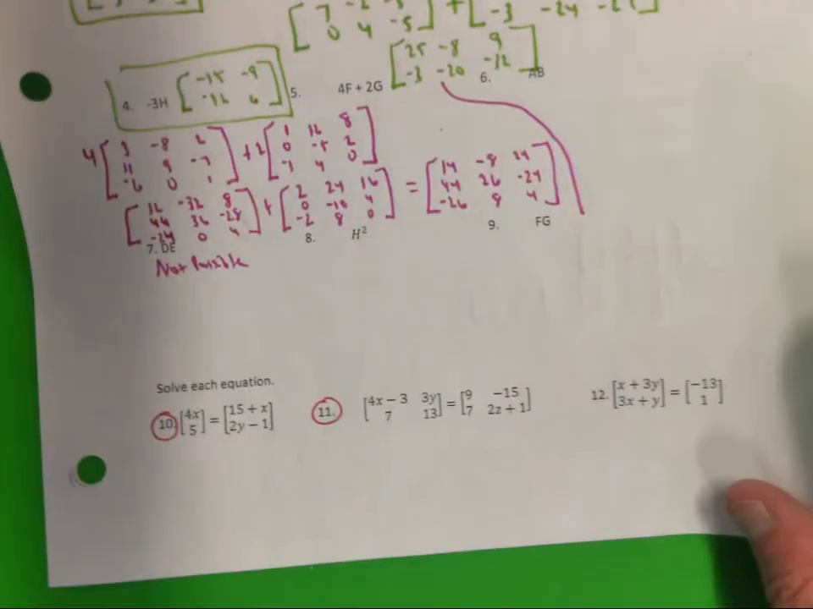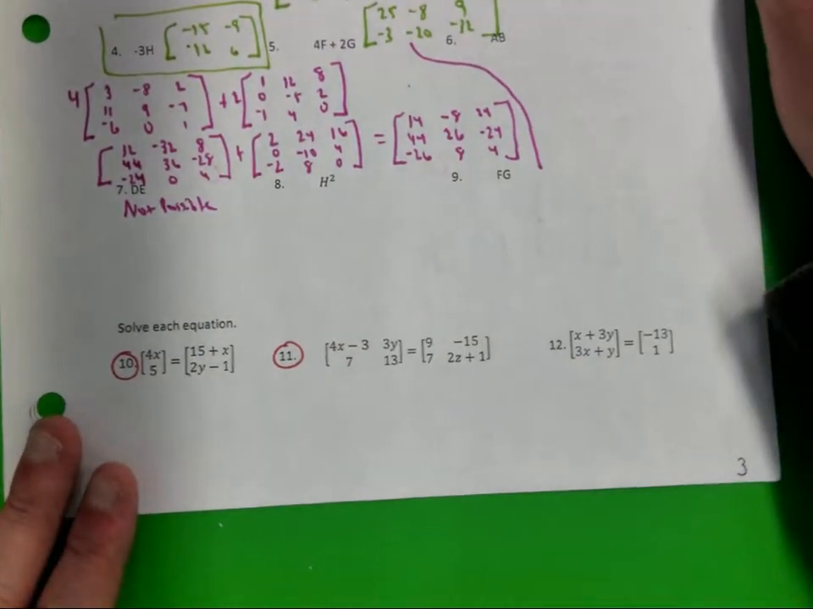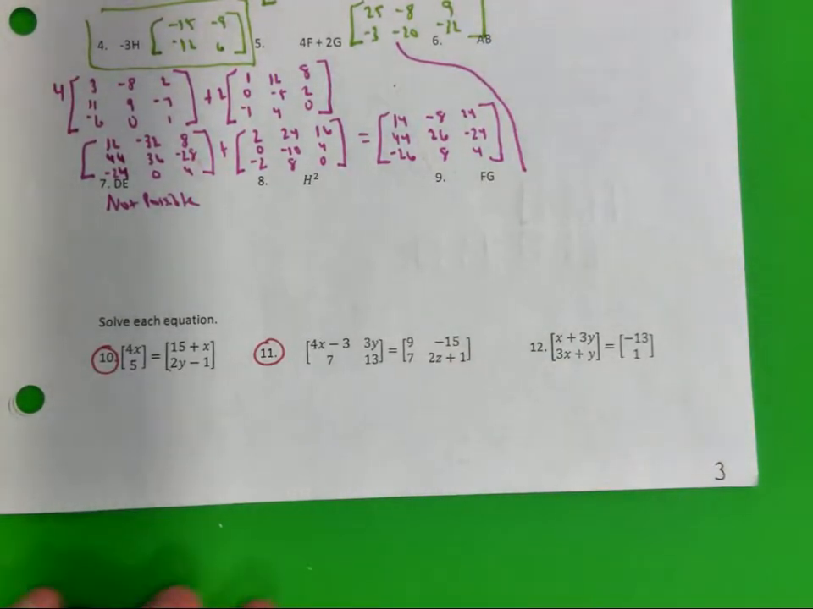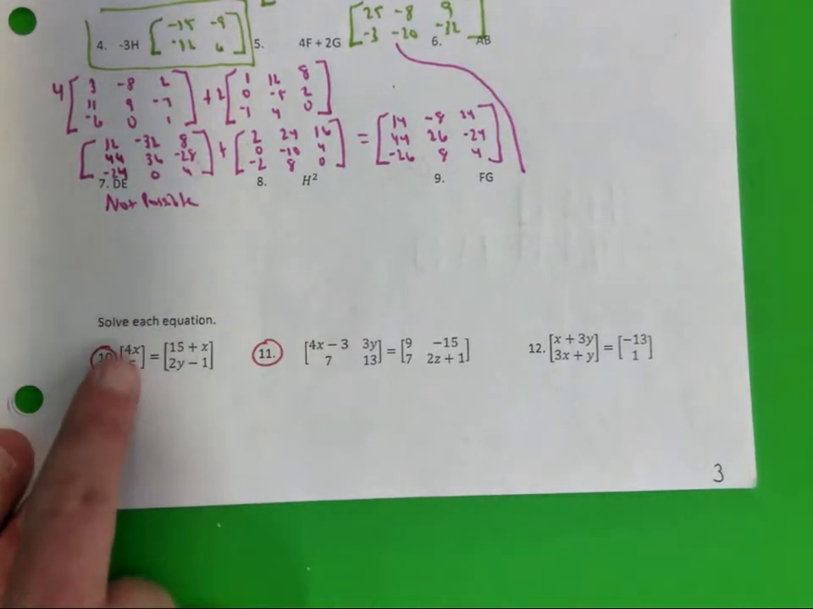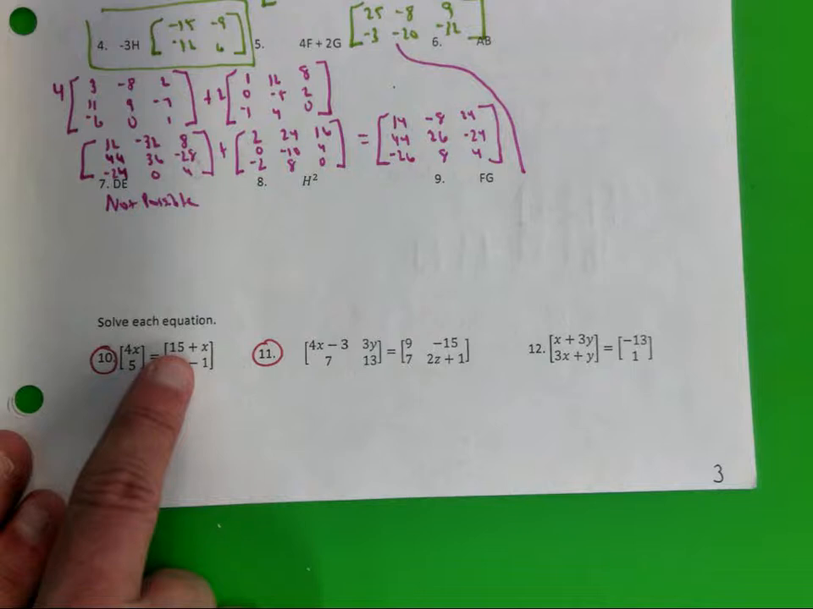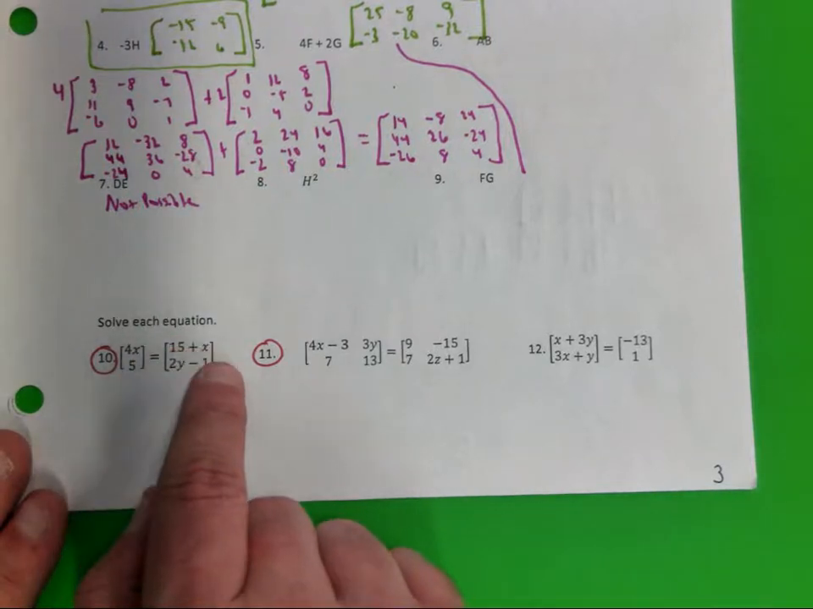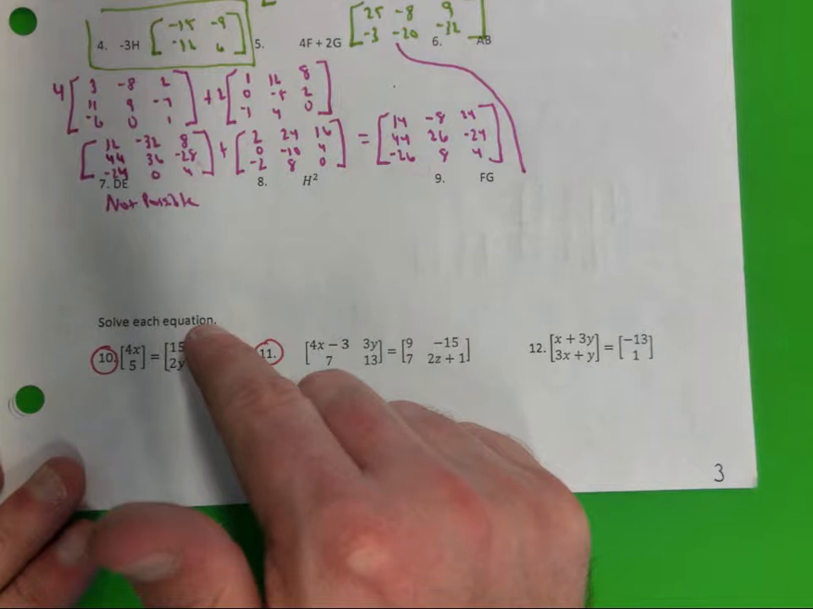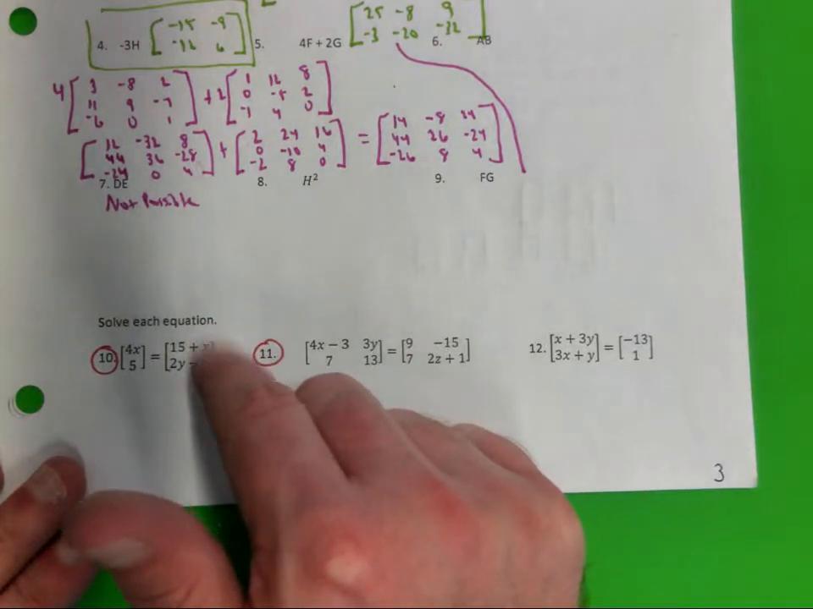Turn to page 3. Let's look at these matrix equations. Sometimes these occur on the ACT. Like on number 10 right here, you have 2 rows and 1 column, 2 rows and 1 column. So, Mr. Fisher, I thought there were 4 things. If they have plus and minus, those are considered one thing together. So 15 plus X is one thing, okay? So you have 2 rows, 1 column.